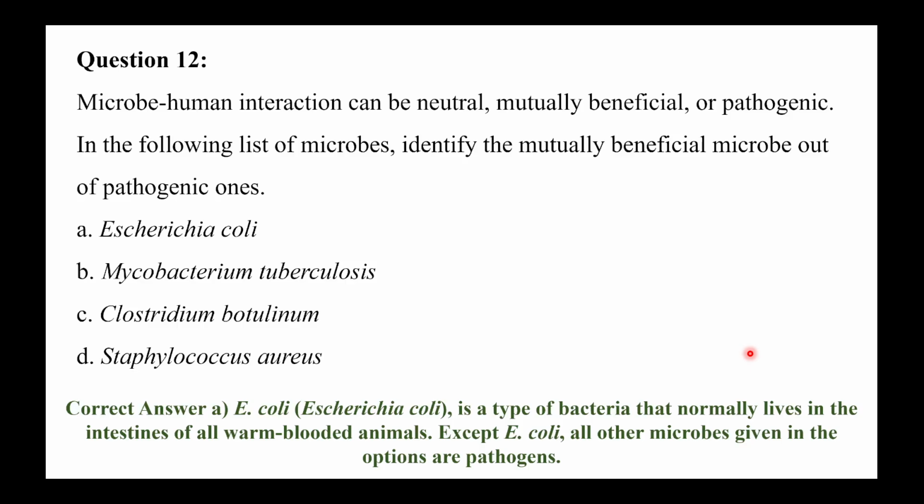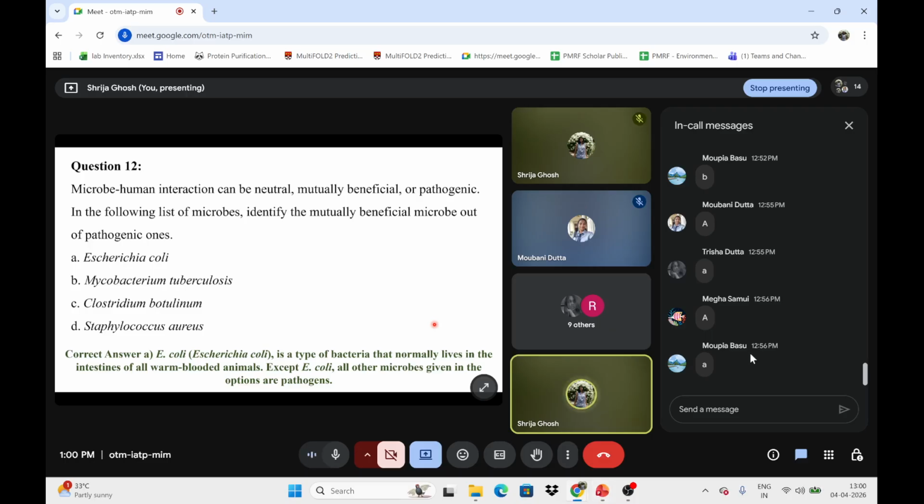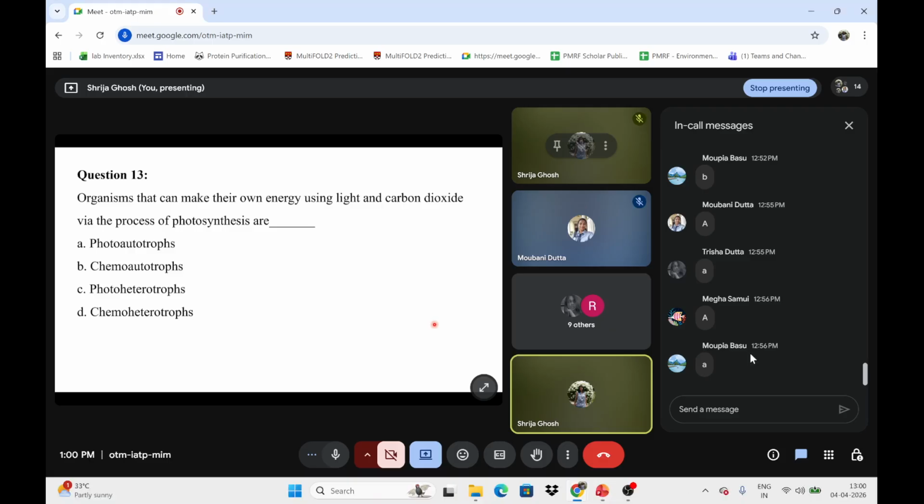Then Staphylococcus aureus, again, is a very common cause of disease. It causes staph infection. Mostly these bacteria are present on our skin, and they can cause acne. There are certain types of bacterial infection in the skin that lead to acne, and the most common bacterium among them is Staphylococcus aureus. So all three of them are pathogenic. E. coli is not pathogenic; it is a mutually beneficial microorganism. Is that clear? If you have any doubt, please let me know.